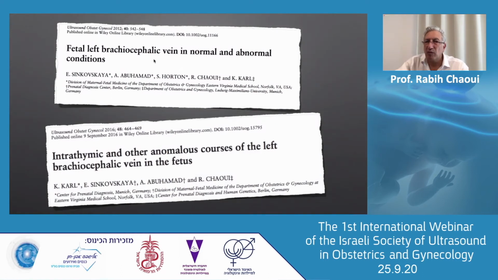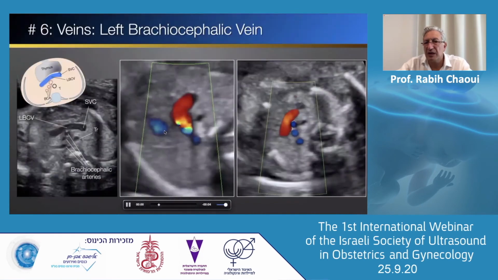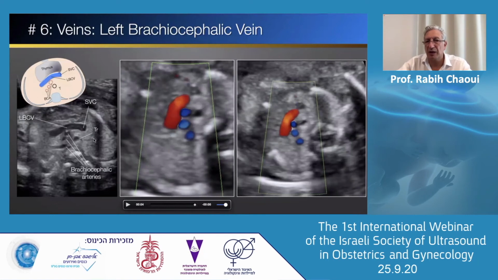If you want to have more details, please read them because they are really interesting. And what you should know first is how you can get there. And you see here the vessels from the 3-vessel view you get in the upper thorax, and you see the brachiocephalic arteries. In the front, you see also the thymus.